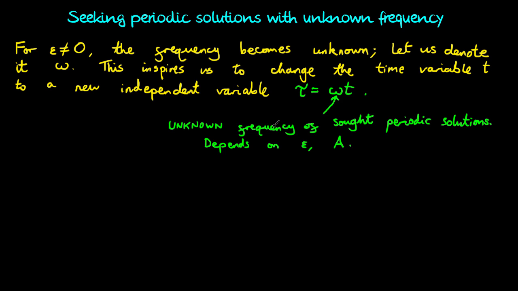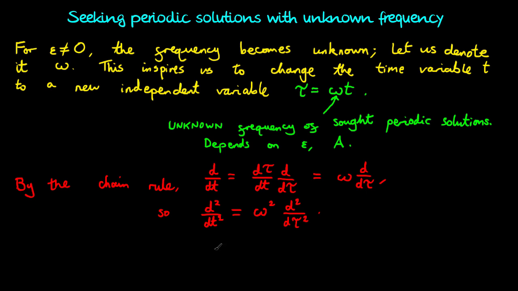So omega here is the unknown frequency of the periodic solution that we're looking for, and in general that's going to depend on this small parameter epsilon. It's also going to depend on the initial amplitude a. So this is basically like defining new units of time, really. It's just a rescaling of time, this introduction of tau. So if we want to rewrite the whole equation in terms of tau instead of t, then we need to know what the second derivative with respect to t is in terms of tau.